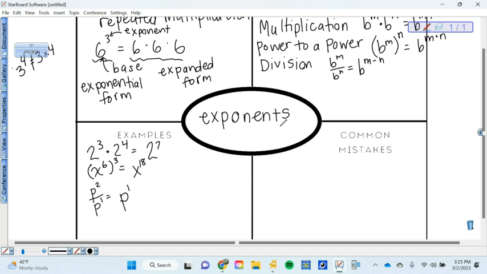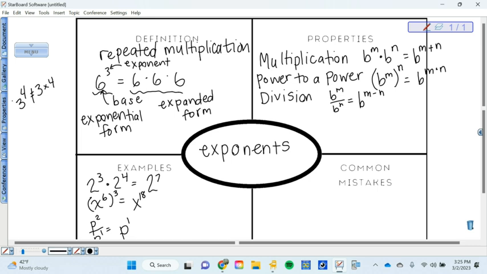Okay, we have 2 more properties to learn. And there's a harder one and an easier one. Which one do you want to learn first? Hard. Start with the hard. Okay. Negative exponents. So when we have a negative exponent, 2 things happen. We move the base to the opposite place, and the exponent becomes the opposite sign.